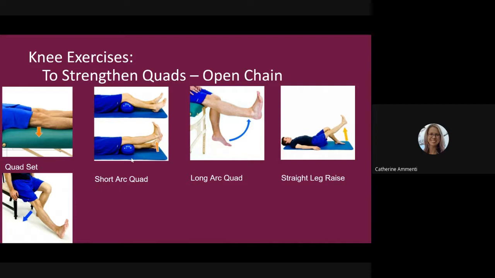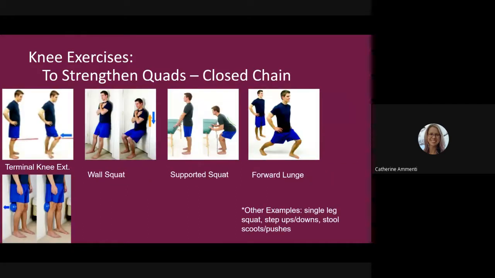Then you move up to short arc quad, to long arc quad. Straight leg raise really requires that they keep that knee straight. So it's different than a long arc quad because they're actually lifting now at the hip and they have to maintain knee extension. If there's a lag or the heel starts dropping down compared to the knee, they're not ready for that exercise. And this is another way of doing a quad set without anything behind the knee. Terminal knee extension with a TheraBand versus pushing into a ball.